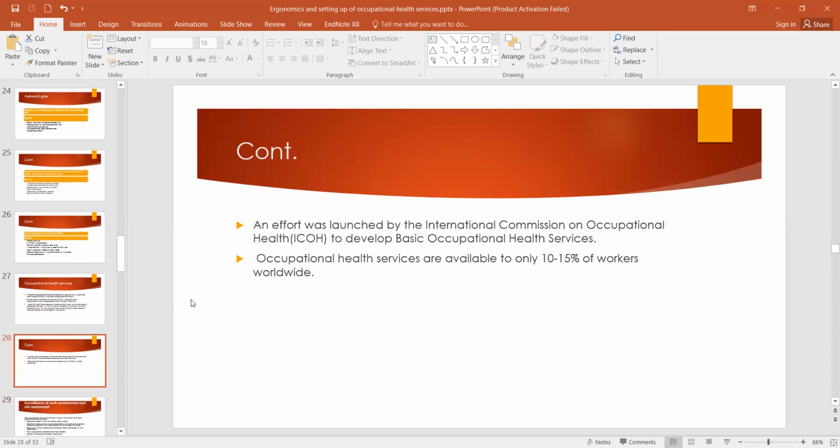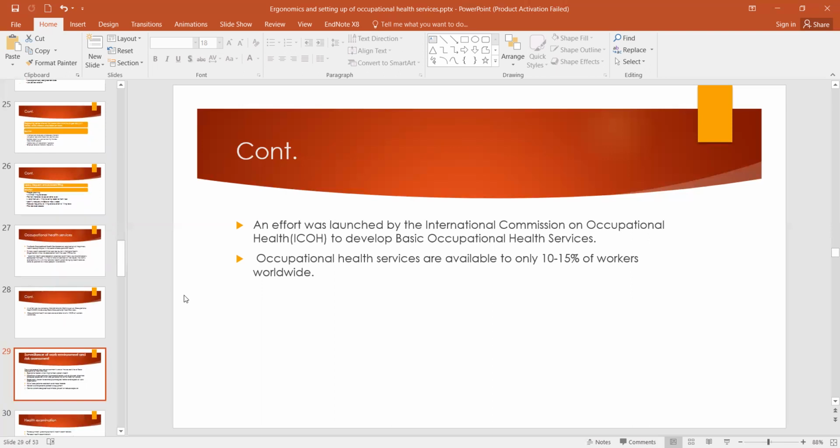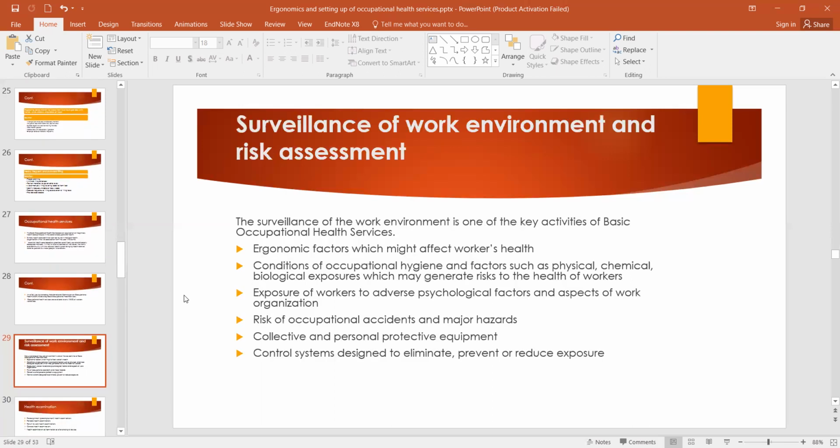An effort was launched by the International Commission on Occupational Health to develop basic occupational health services, which are required by almost all workers. Occupational health services are available to only 10 to 15% of workers worldwide. There is a need for proper surveillance of the work environment and risk assessment. This is the need for basic occupational health services.